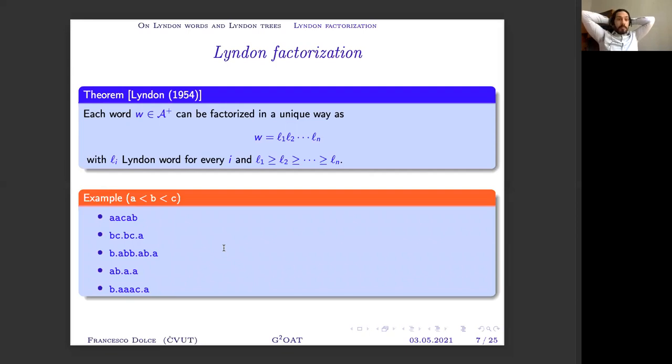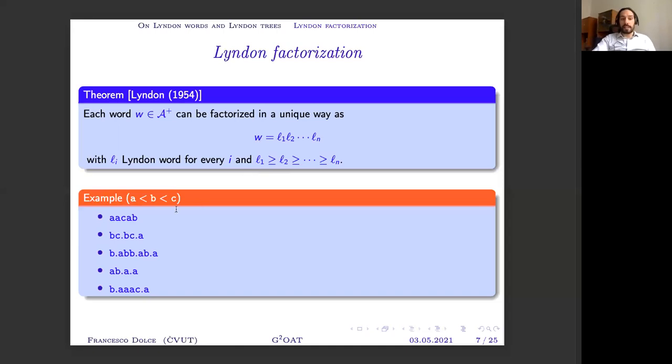And actually, Roger Lyndon, in 1954, in the same paper where he defined the Lyndon words, proved that every finite word can be factorized, and in a unique way, as a non-increasing product of Lyndon words. So w can be written as L1 L2 ... Ln, where all these are Lyndon words, and the first one is greater or equal to the second, and so on and so forth.